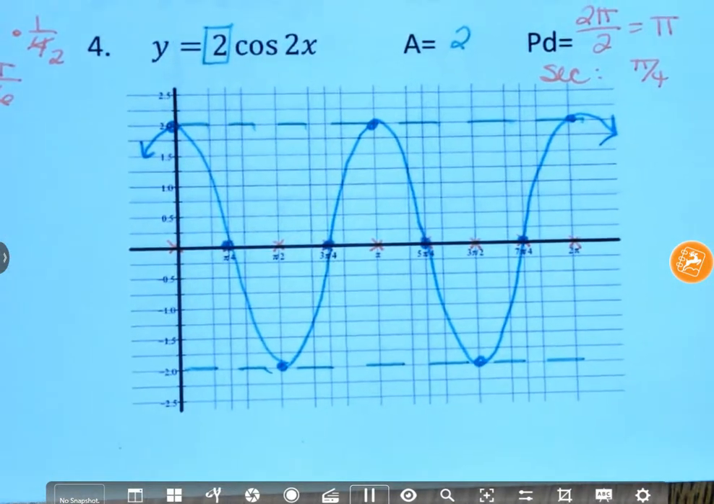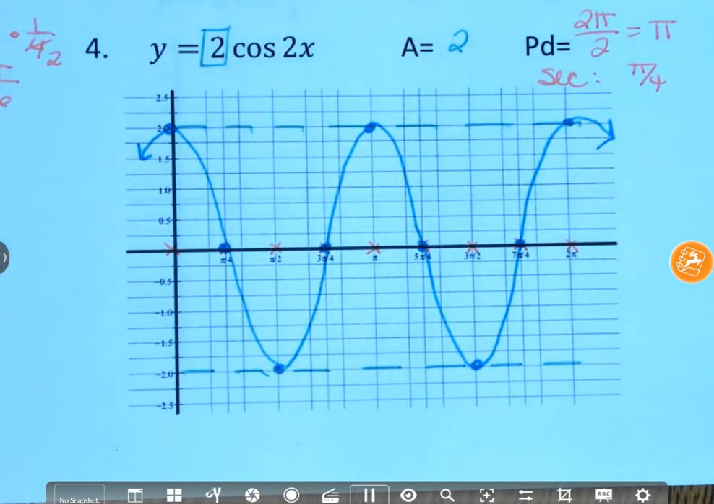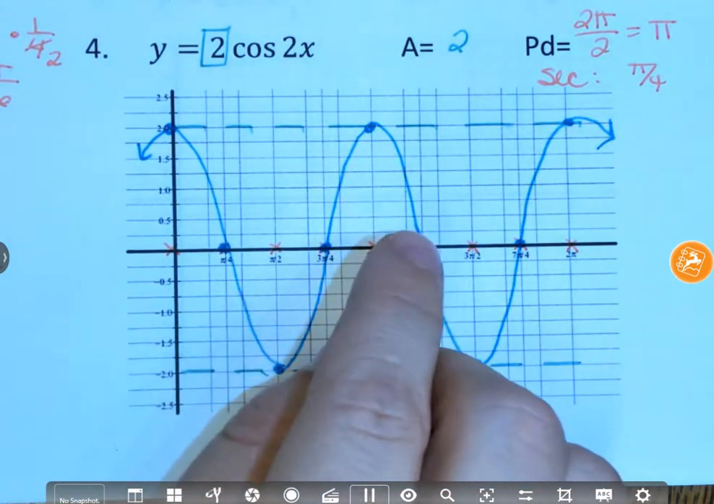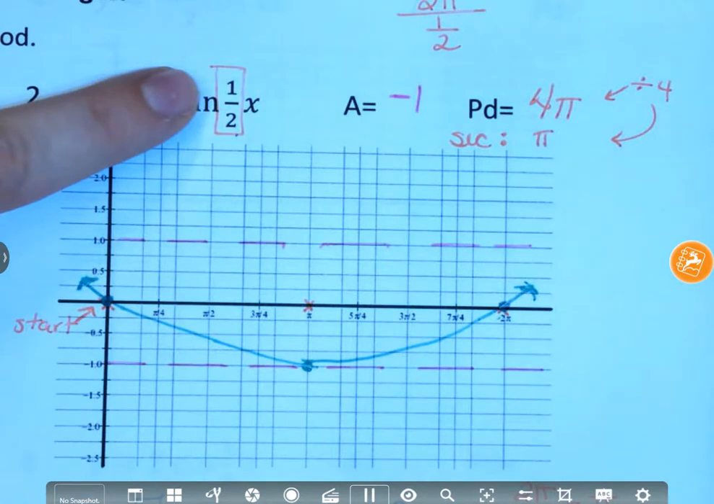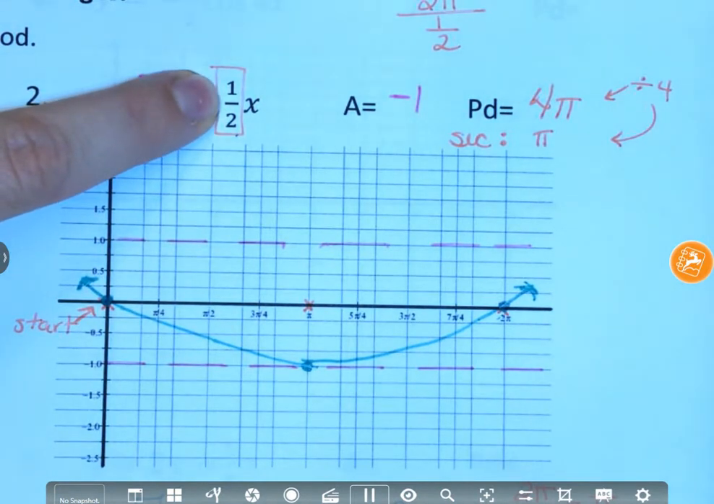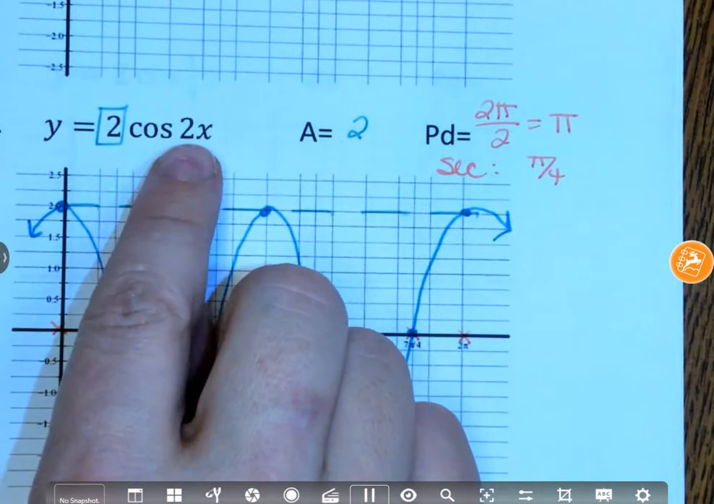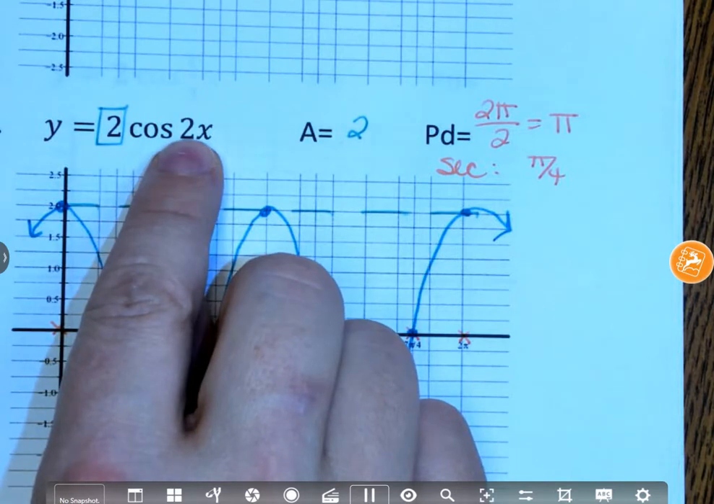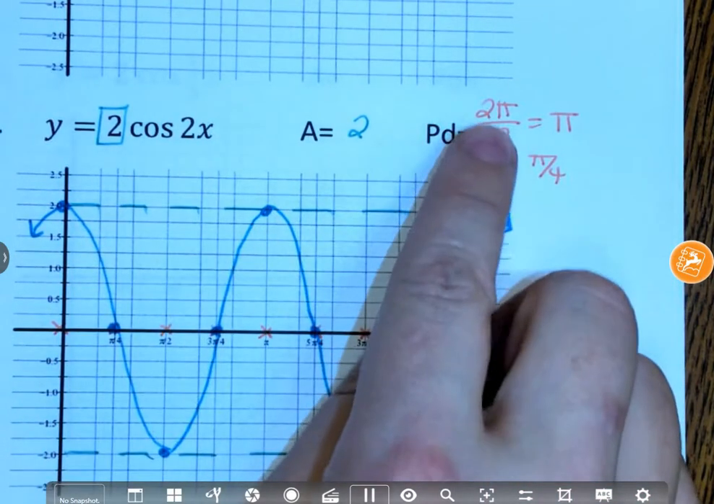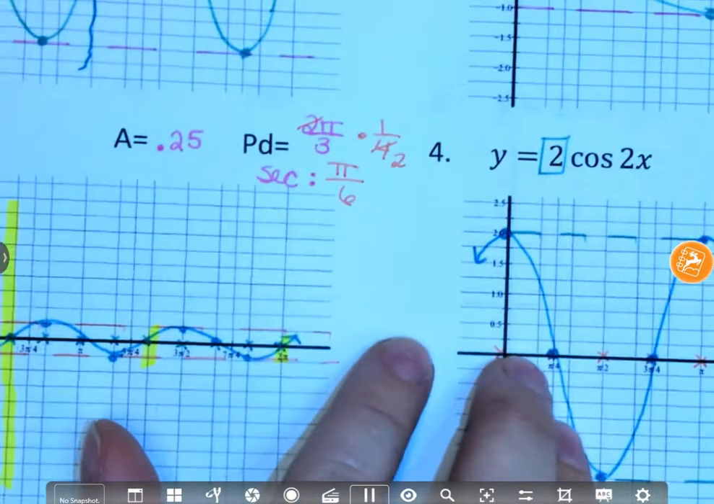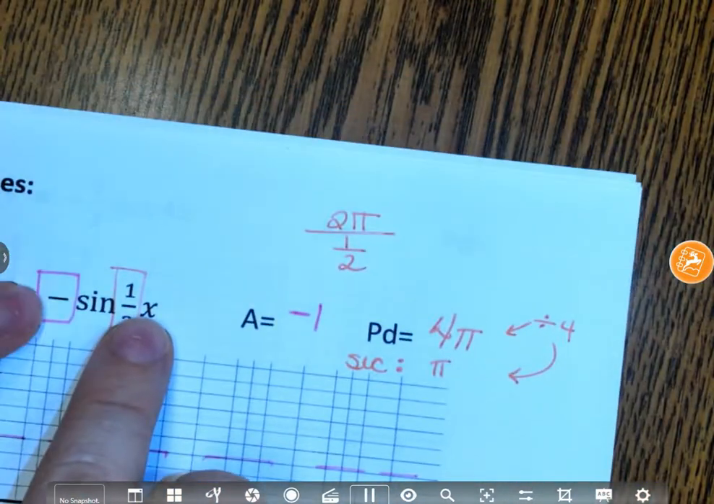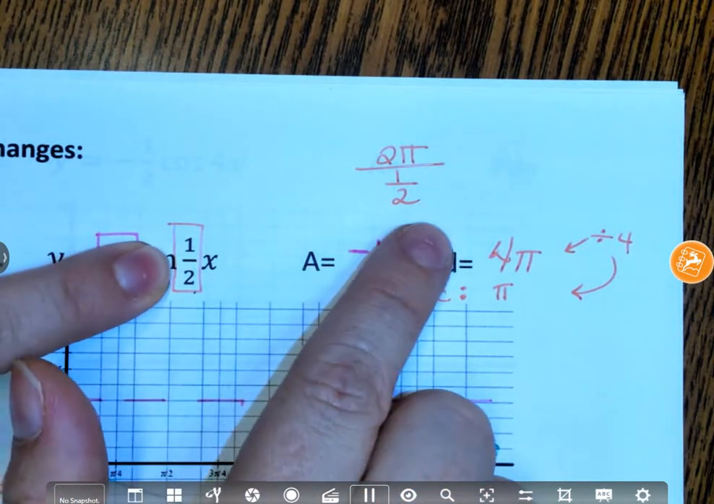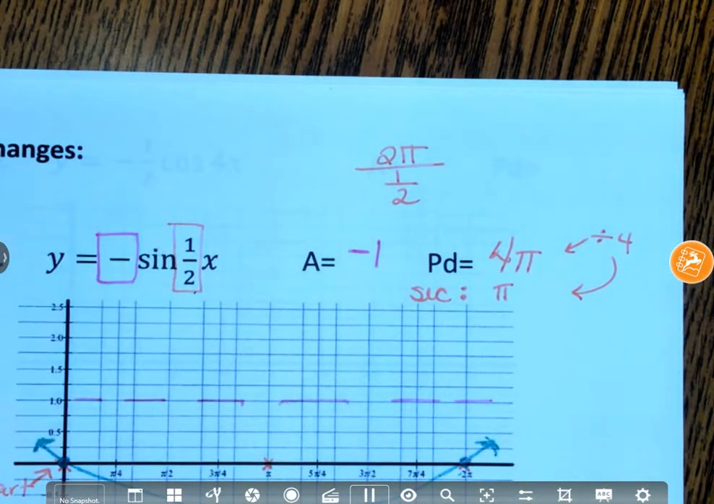You do. We only did that for this one because that was 1/2 here. So it's always 2 pi over whatever that number is. Right. So this is 2 pi over 2. This one was 2 pi over 3. And when we did 2 pi over 1/2, we multiplied it by the reciprocal to make it easier. Okay?